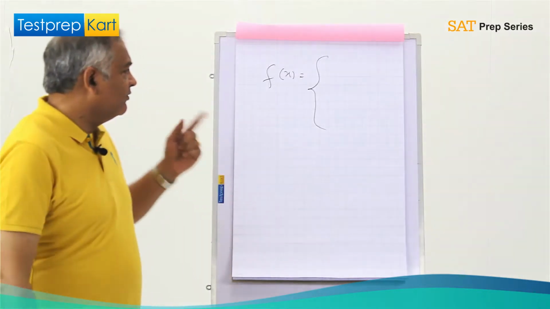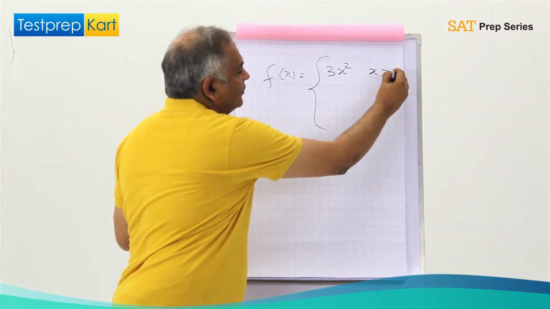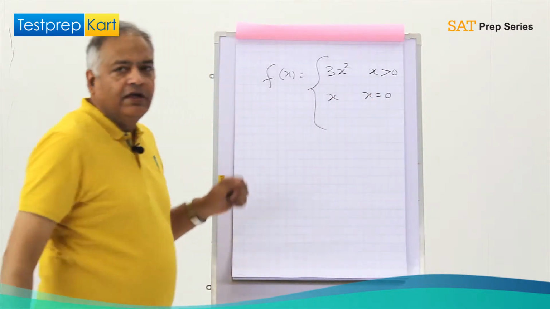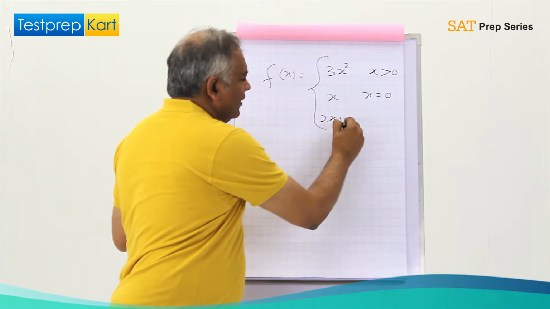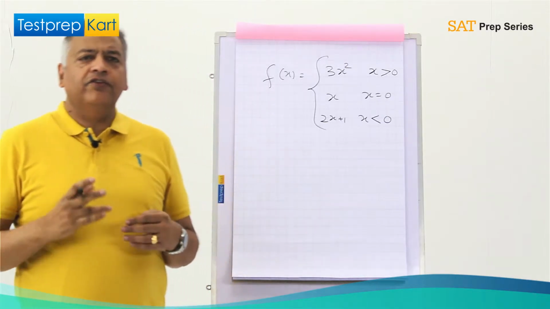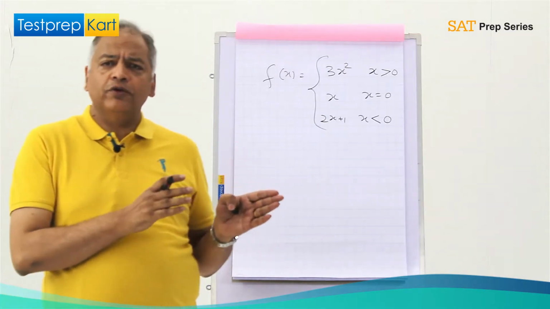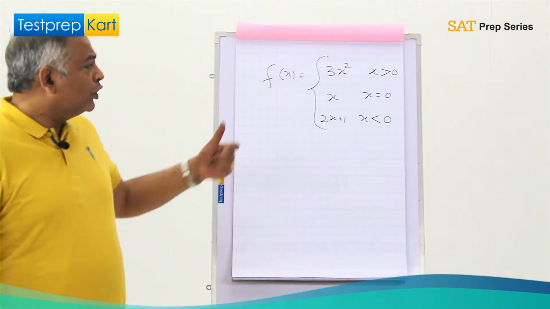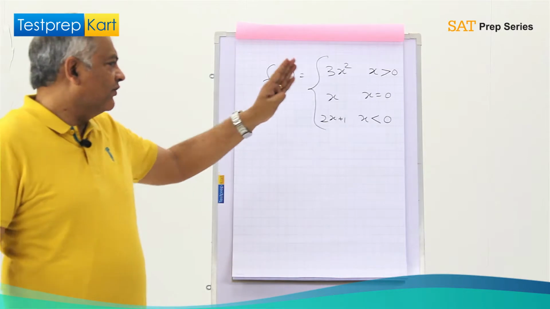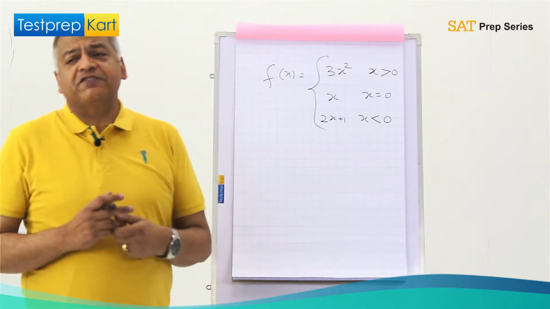Now a piecewise function is defined something like this: f(x) is equal to 3x square, let's say if x is greater than 0, and is equal to x if x is equal to 0, and let's say 2x plus 1 if x is less than 0. So although the domain of this function is the entire real line, because the function is defined for x greater than 0, equal to 0 and less than 0, it's not uniquely defined. For x greater than 0 it has a different value, 3x square. For x equal to 0 it's x, and for x less than 0 it's 2x plus 1. So this is known as a piecewise function.